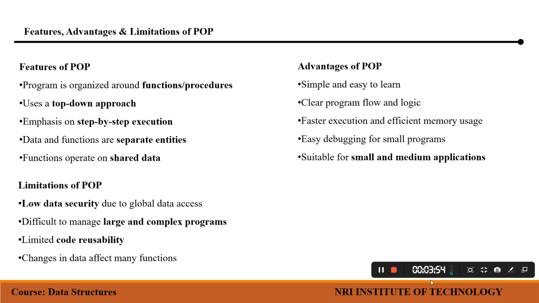Next, features, advantages, and limitations of procedure-oriented programming. Features of procedure-oriented programming are: the program is mainly organized around functions or procedures. And of course, it uses a top-down approach. The emphasis is on step-by-step execution. Data and functions are separate entities, and the functions operate on shared data.